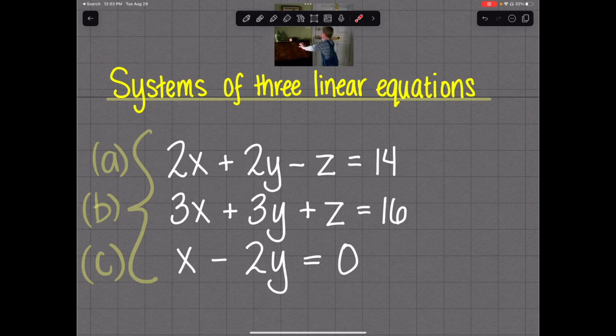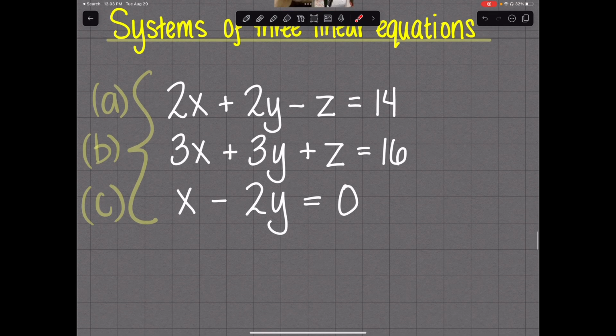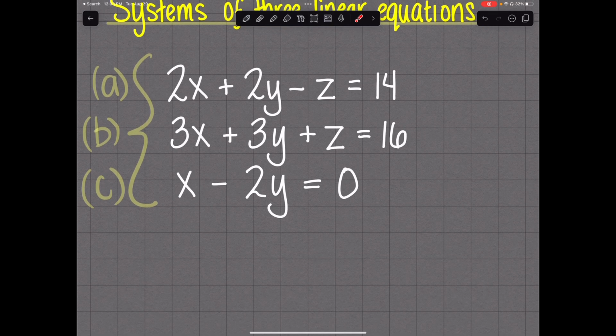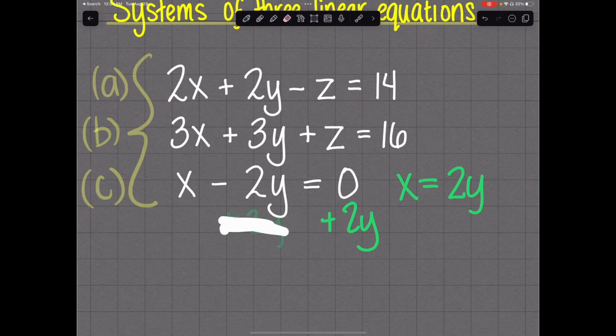And this book is designed so that the math will work out, so you'll usually end up with integers when you do that. Okay, so what do we do with this equation? The easiest thing to do is to solve C for x, because that is just going to be x is equal to 2y. See how I added 2y to both sides of the equation? Okay, so that's going to be the easiest there.